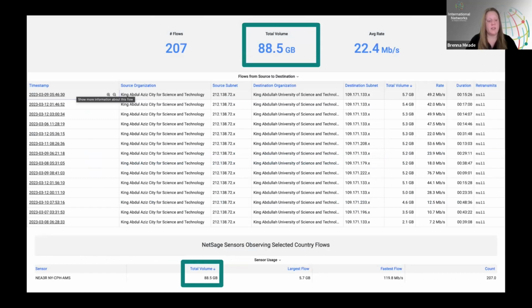What I mean by sensor is NetSage has sensors on routers in any place that they're getting data from. So in this case, they're getting data from the NEAR New York, Copenhagen, Amsterdam link in New York. And we're seeing all of that 88.5 gigabits going over NEAR. So this was just in the past 3 weeks. So this problem is still occurring.